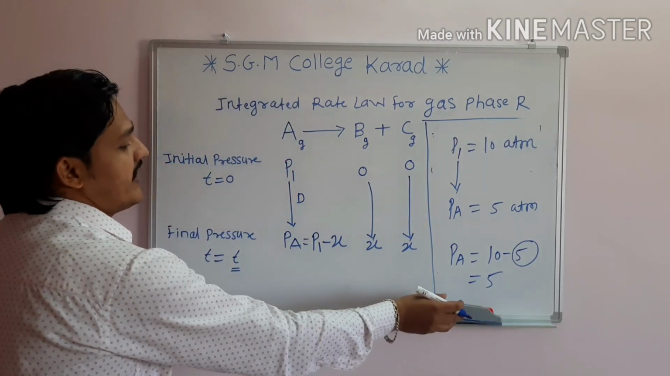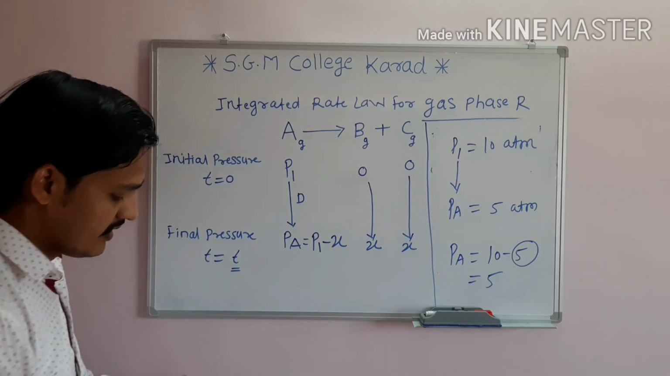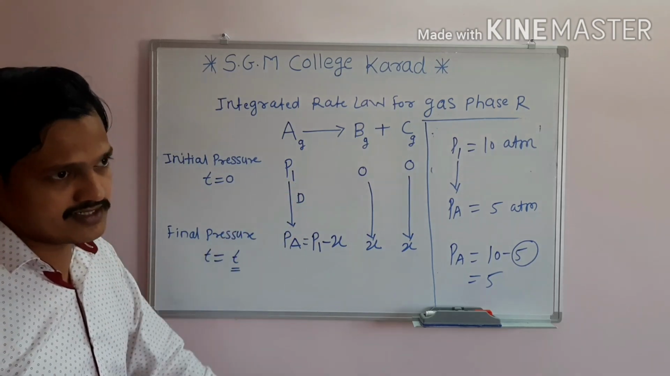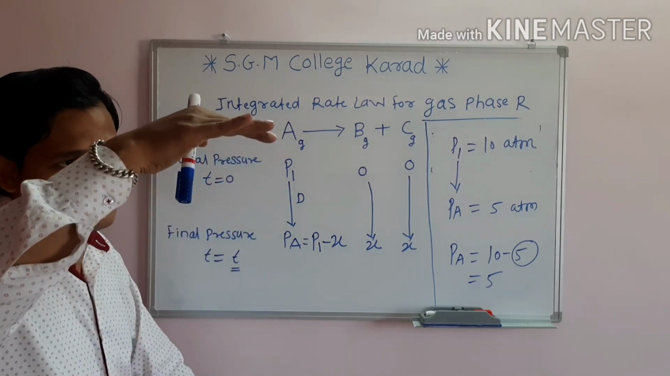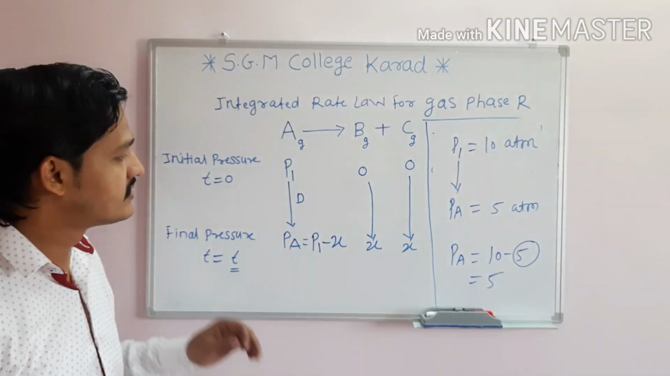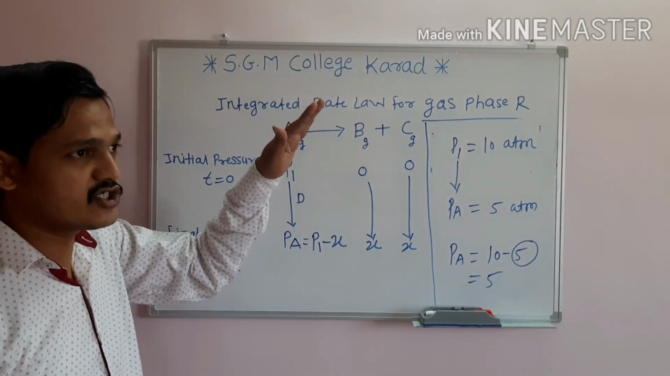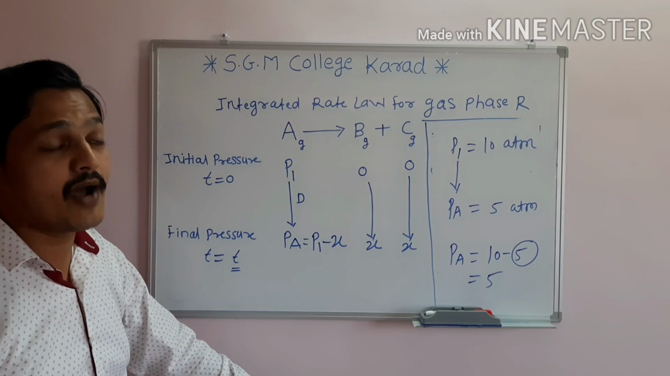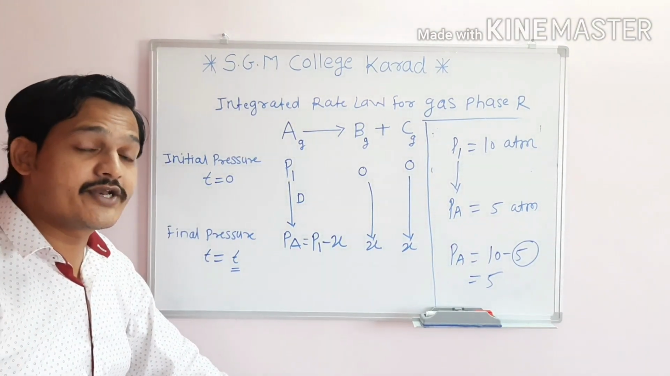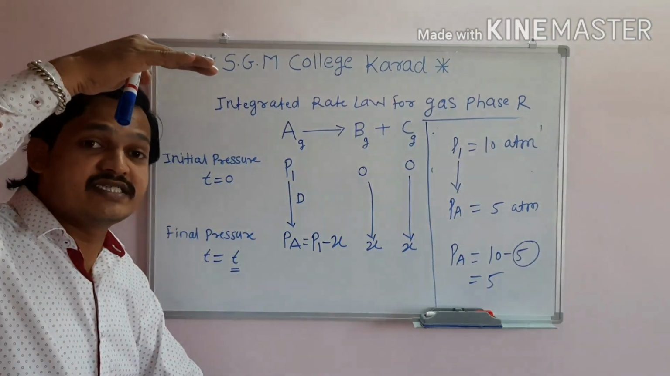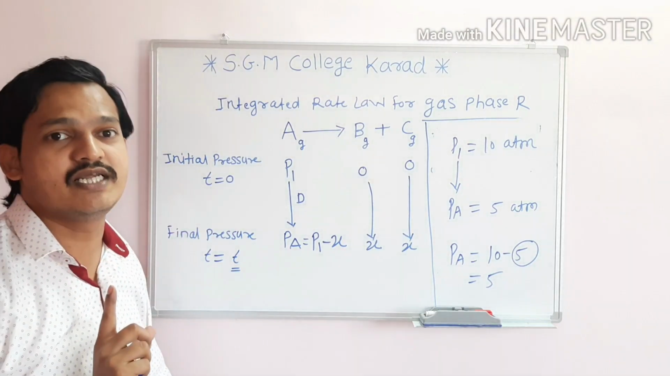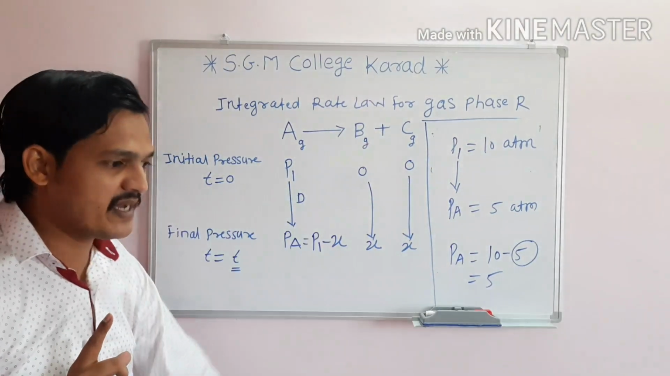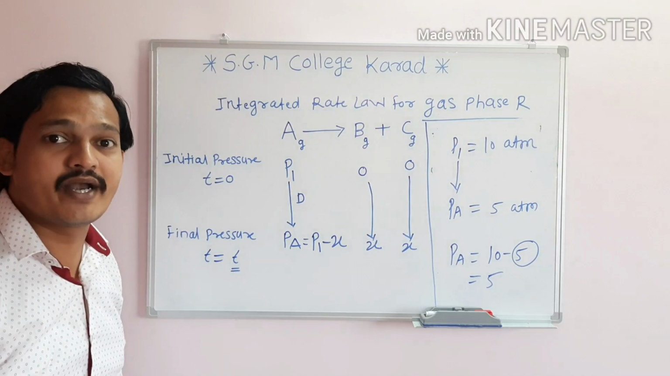Please remember that in concentration terms, the concentration of reactant decreases and the concentration of product increases. So if the concentration of reactant decreases by 5 molar, then the concentration of product increases by 5 molar only. Okay, if the reactant decreases by 5, the product will increase by 5.